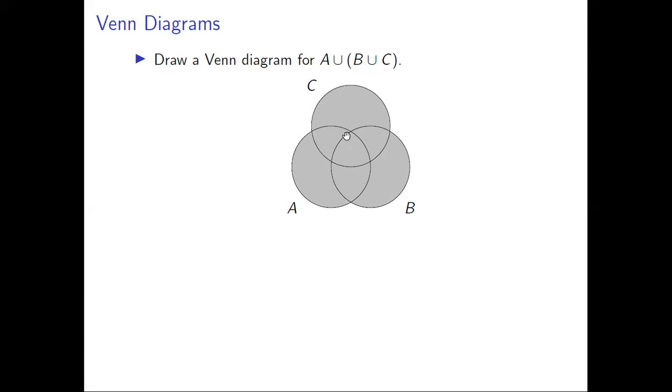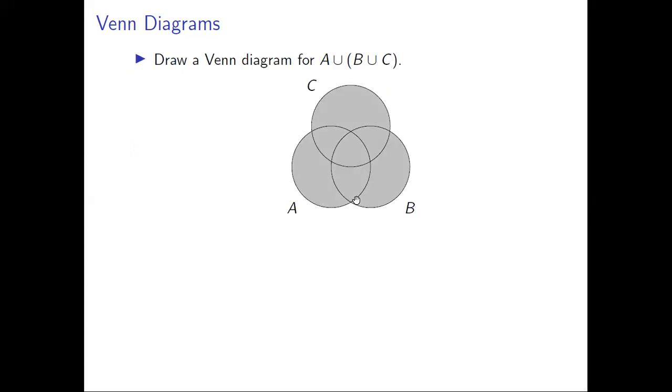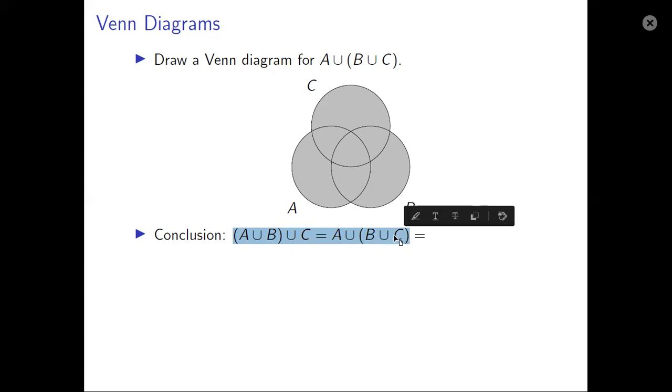Now, if we compare this diagram to the one from before, we see that they're identical. So the conclusion is that A union B union C is equal to A union B union C, because their diagrams look identical. So we can conclude that they are in fact the same. They are always going to be equal.